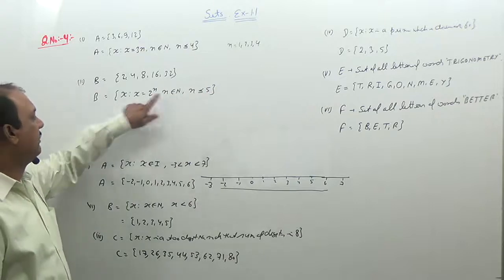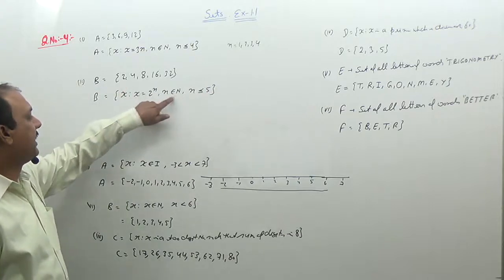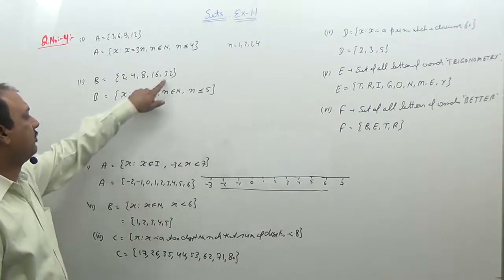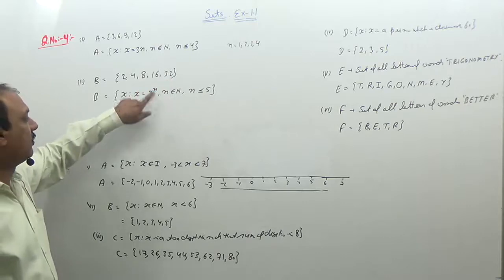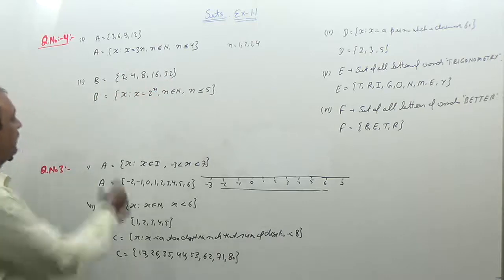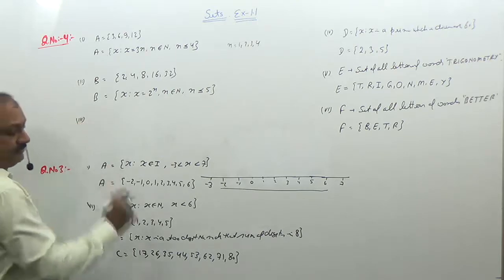So when we take n is equal to 1, we get 2. When we take n is equal to 2, 2 square, that is 4. When we take n is equal to 5, 2 raised to the power 5 is 32. So this is the set builder form of this roster form. We have converted it.